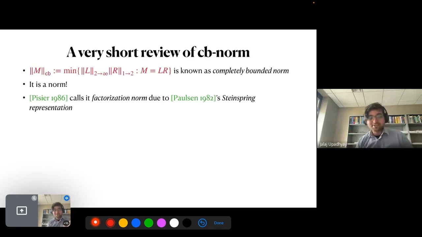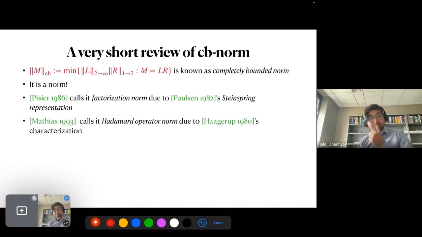People in operator algebra, or quantum mechanics, stick to calling it the CB norm. And people in matrix theory started calling it the Hadamard operator norm. You will find all these names in the literature, and they are all the same. Matthias called it the Hadamard operator norm because of Haagerup's beautiful characterization of the CB norm in terms of the Hadamard product. That is exactly the dual characterization.